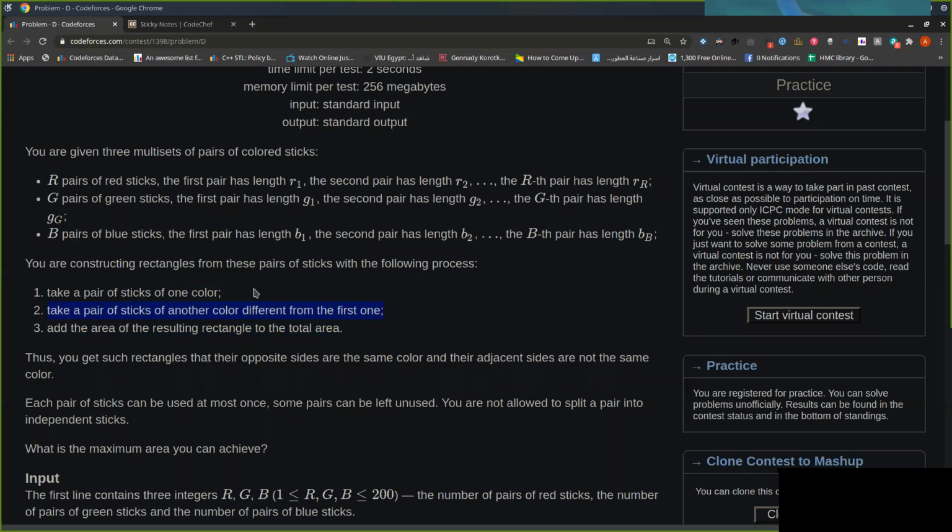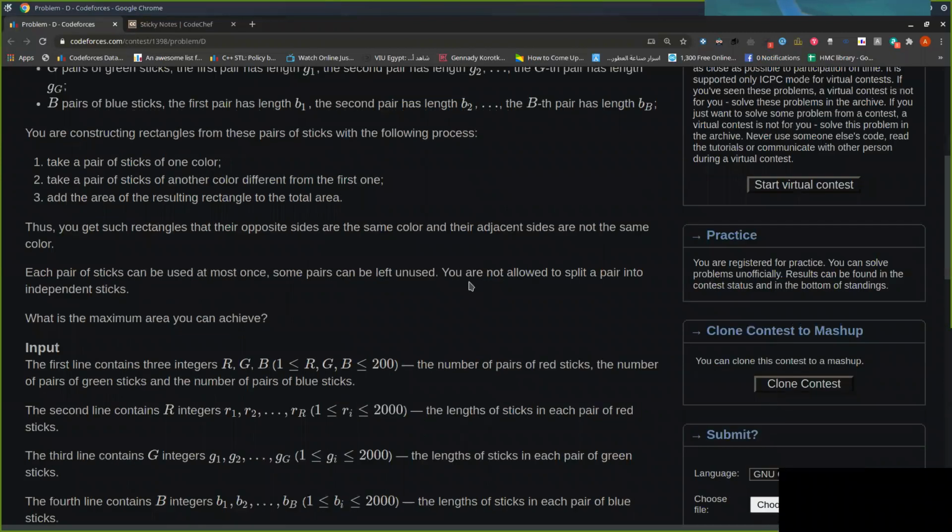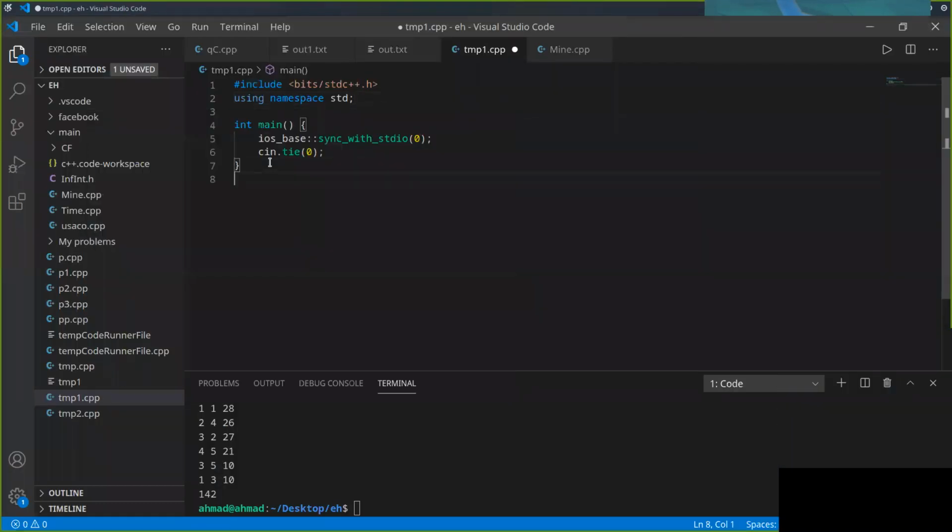So now we have a rectangle with four edges, where each two opposite edges have the same color. And then the area of it is of course, if I took R1, G1, the area would be R1 times G1. So the length times width. Let's explain this better here.